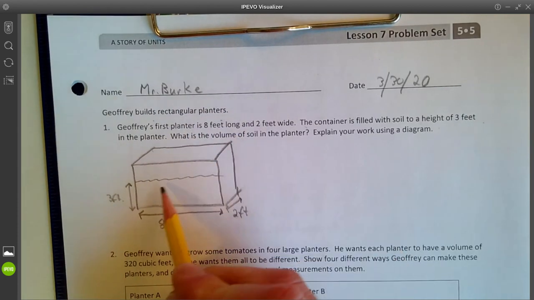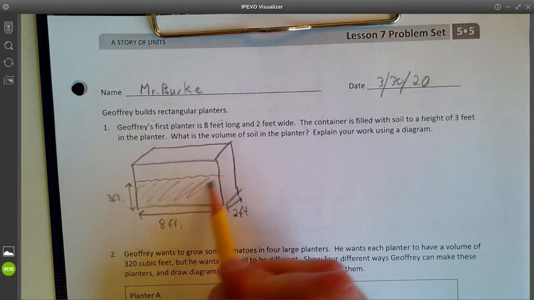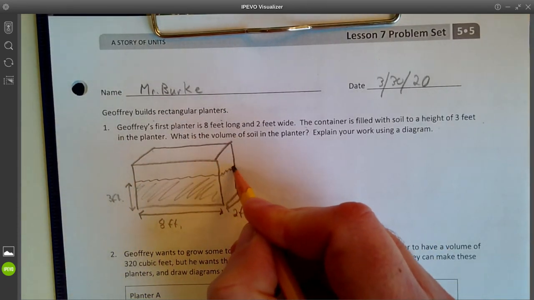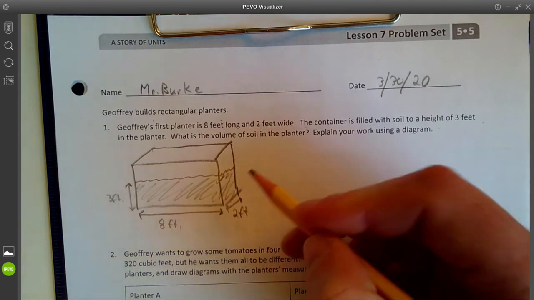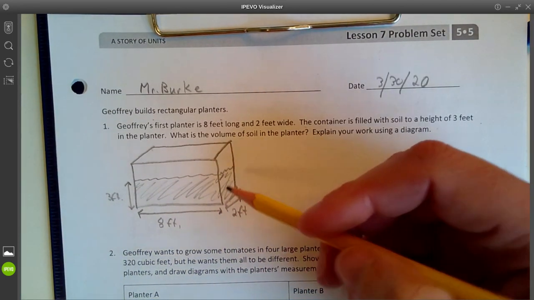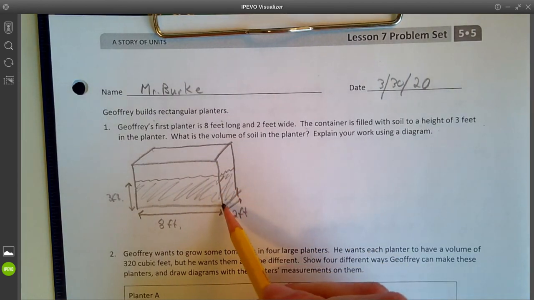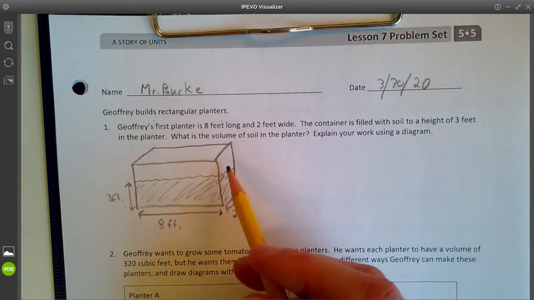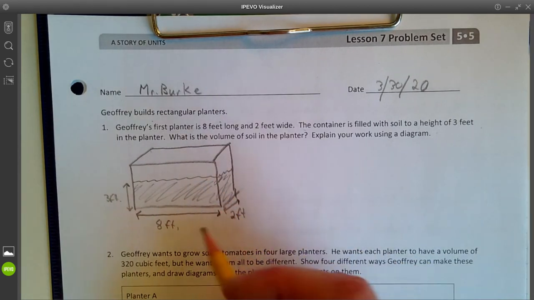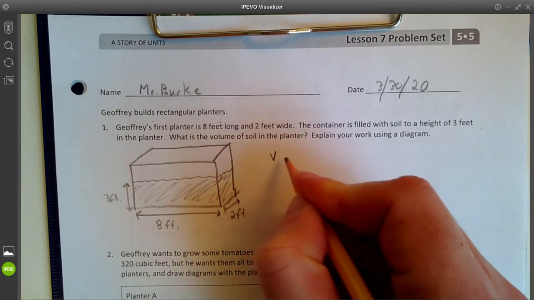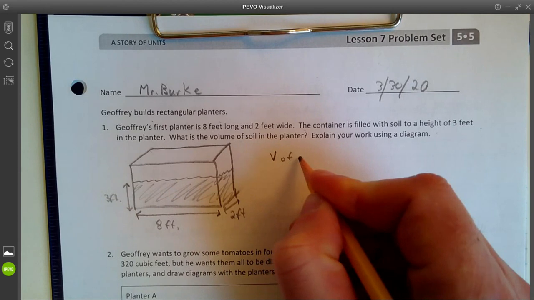Now, what is the volume of the soil? So it's asking what the volume of the soil is inside this container, not what the whole container is. And that's good because we don't know the height of the whole container. What is the volume of the soil in the planter? Okay, so volume of soil.